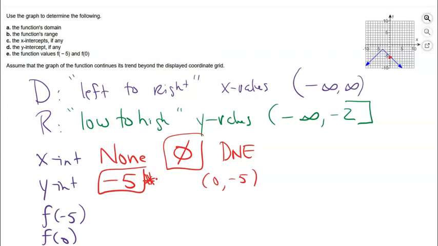Okay? Now, the next question, f of -5. They want us to look at the graph and evaluate f of -5. What does that mean? Well, what that really means is when x is equal to -5, what's y equal to? Because when you find f of something, you're actually finding the y value. So the x is the input, the answer is the output. So I go to x is equal to -5.